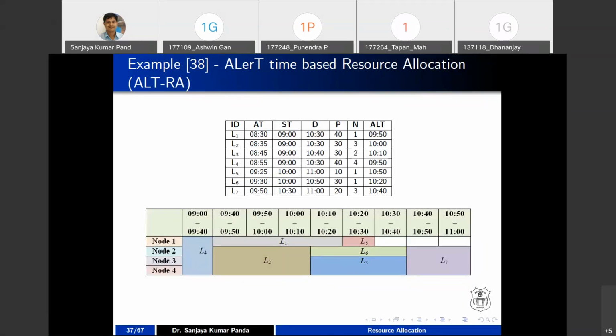This is the last lecture for the resource allocation problem. In this problem, I'll tell you the algorithm. We already discussed two algorithms. One is the Hygia algorithm. The second one is called the DPS algorithm by Nathani and his group. The third algorithm is ALTRA, which stands for Alert Time Based Resource Allocation.